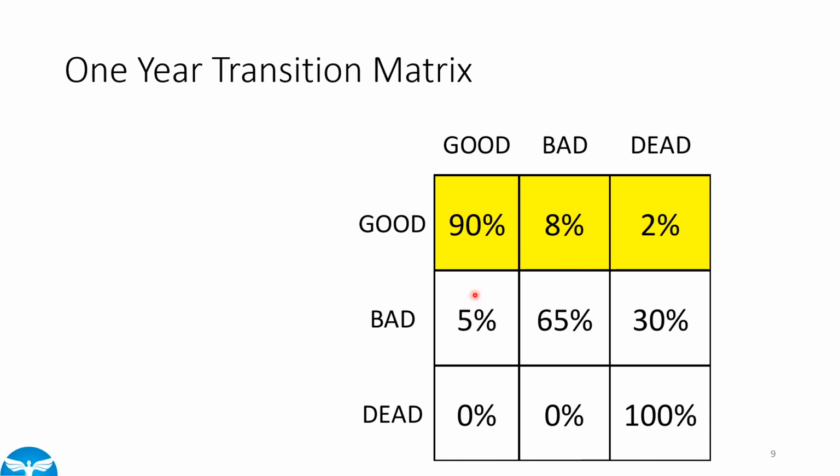And then if you're bad, you have a 5% probability of being upgraded, 65% probability of staying in the state you started the year at, and a 30% chance of defaulting. And then, of course, if you're dead, there is no chance of being upgraded to something better than dead. You stay and remain dead. Okay, so these percentages are based on empirical data that you have to collect over many years among a very large population of counterparties. And this is something that big banks and big lessors can build up over time. But it's absolutely crucial to have this type of rating matrix to be able to model default probabilities over the term of your transaction.